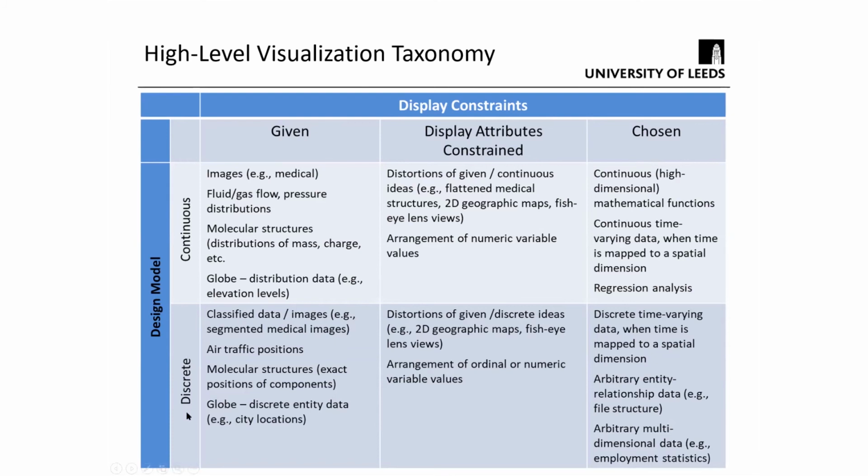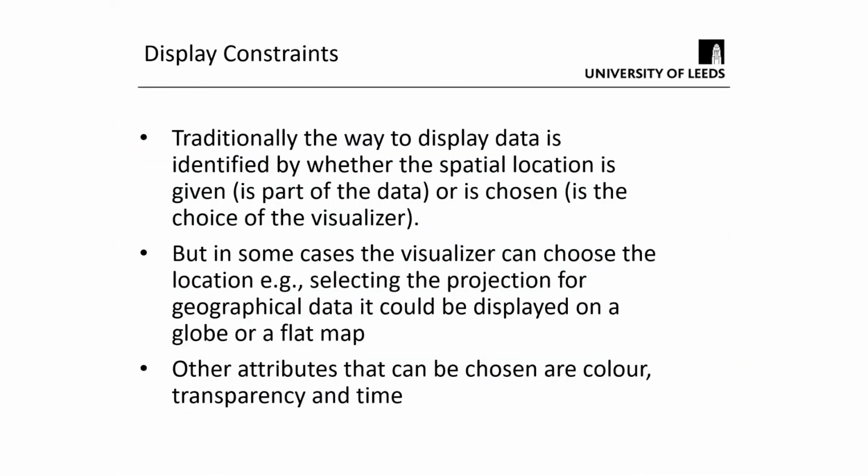And then discrete, which are probably the ones that are more commonly thought of as being part of information visualization. These are the types of things. So, well, air traffic positions, I guess that's a geographical one as well. Sunspots would fit there. Images, or segmented images, can be seen as discrete. And you've got a different set of things. So this is the high level taxonomy.